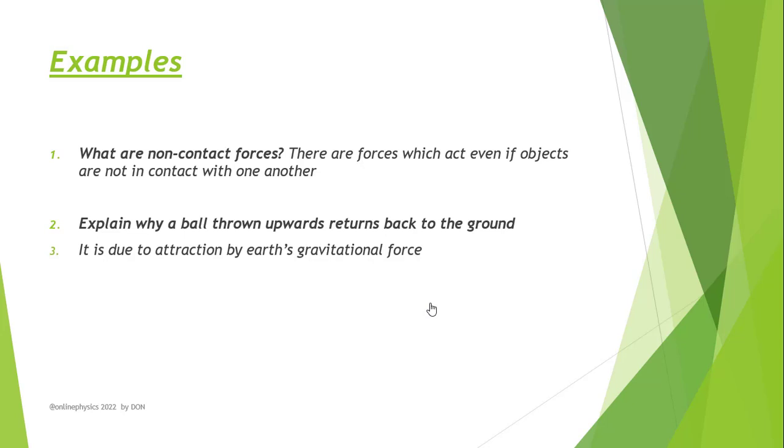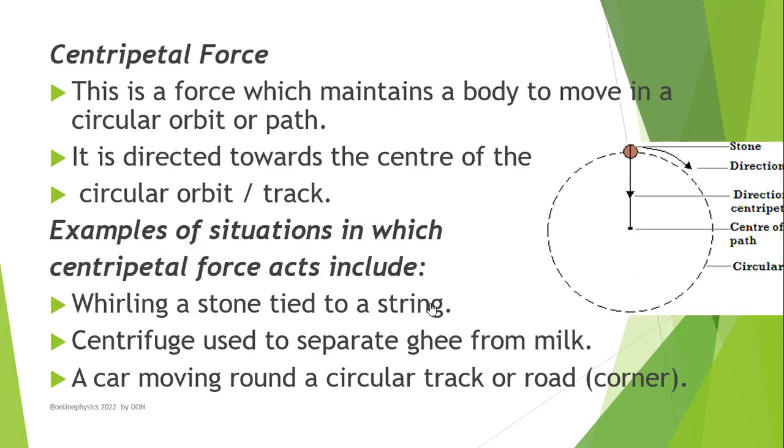Then somebody else can ask you to explain why a ball thrown upwards returns back to the ground. Definitely, as we said, there is what we call gravitational force of the Earth. So the force of attraction by the Earth's gravitational force. So this ball will experience the force of attraction by the Earth's gravitational force. So that is why it will definitely return back to the ground.